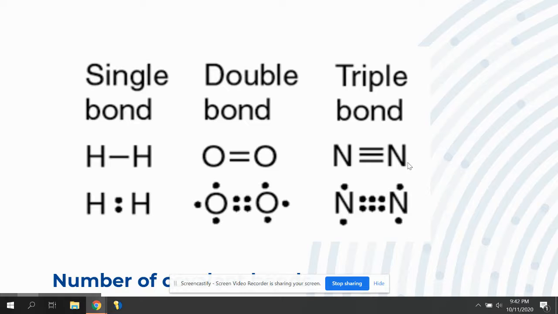And then nitrogen here is kind of the same. So if I draw out nitrogen, let me bring over my thing again.